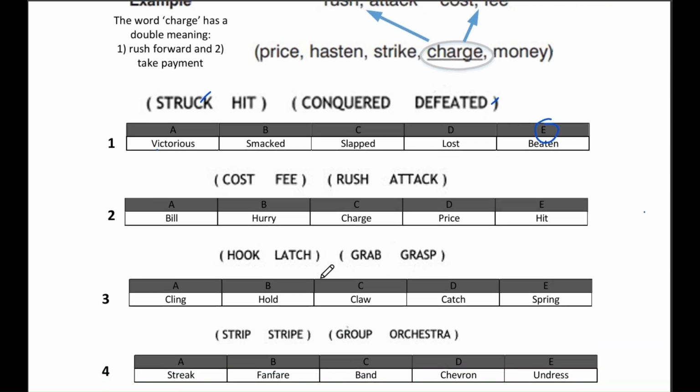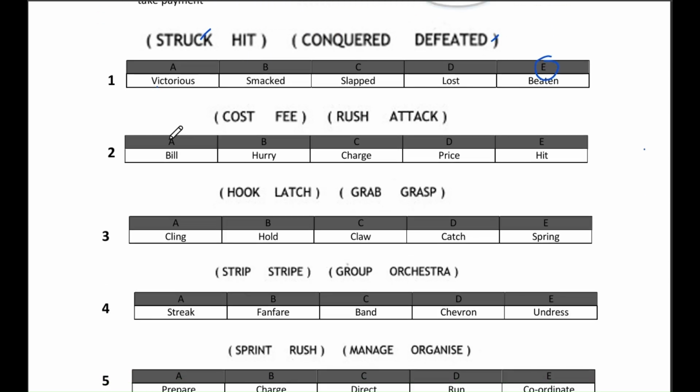Question number 2. Now let's move on to question number 2. We have the pairs, cost, fee, and rush, attack. We need to find a word that fits both pairs. Our options are A, bill, B, hurry, C, charge, D, price, or E, hit. The answer is C, charge. A charge can be the amount you pay for something, like a cost or a fee, but it can also mean to rush forward, like an attack.